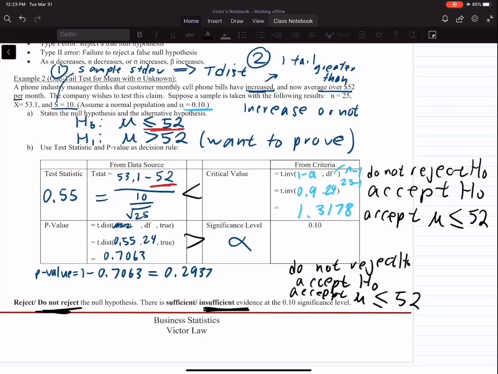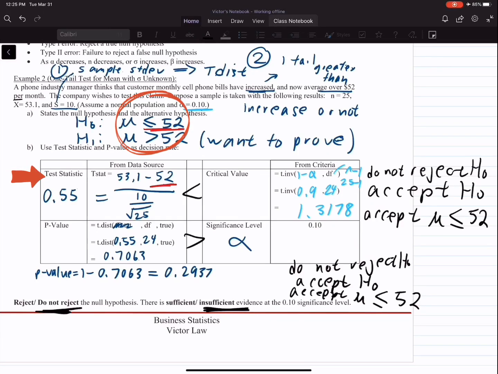Step 3, we're going to calculate the test statistic, the critical value, and the p-value. First, we calculate the test statistic. When we look at the formula sheet, we have all the values for the test statistic that we need, so we can just substitute the values into the equation. X bar is your 53.1, and then your mu is 52. That comes from the null hypothesis.